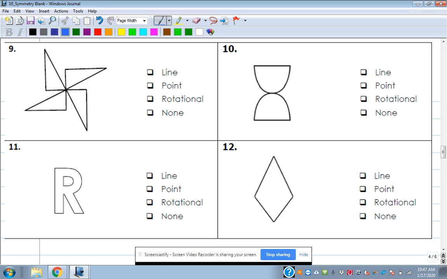Did you draw a line through it? Could I draw a line through it? No, never mind. I could draw a line through it, but does it make it symmetric? I definitely can draw lines through it. It'd be point and rotational because it looks like a pinwheel.